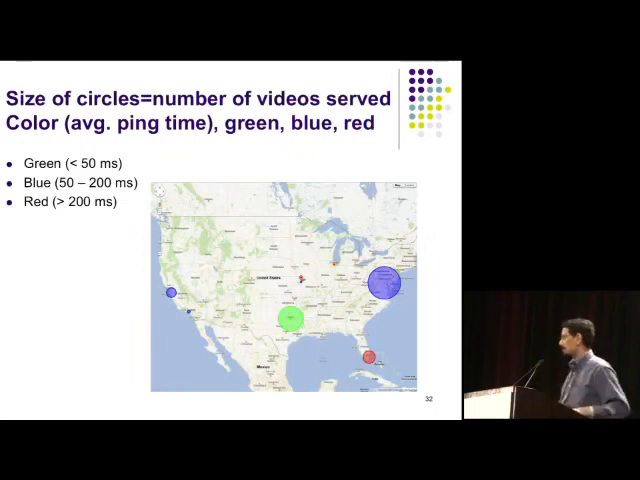This plot is telling you about the ping test that we did, the latency test. The green circle means it is less than 50 milliseconds from Kansas City. The blue is 50 to 200 milliseconds. The red is more than 200.